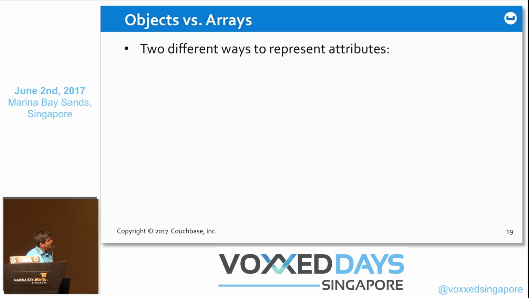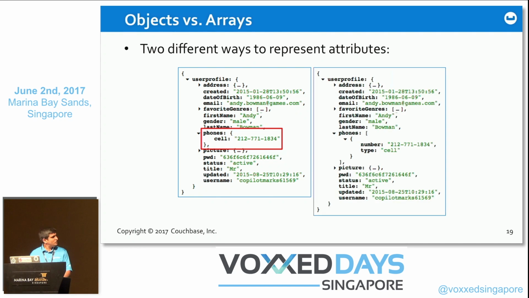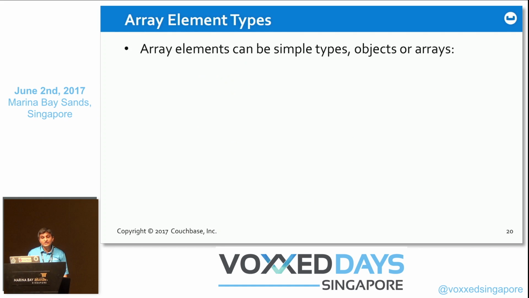So let's talk a little more about arrays. When you have to represent arrays, look at this phones. Phones is a simple object here that is embedded. While in this case, phones is an array of objects. So again, this is a matter of choice that you have. When you're doing this, your object model can change. Your object model will have your class user profile, and inside your class user profile, you'll have phone as an object. But in the other case, you have class user profile, and then you have an array list of phones. So that's again a choice.